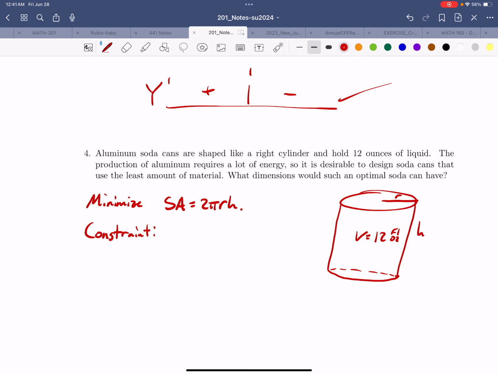The constraint is actually the volume. Now remember what the volume of a cylinder is? It's pi r squared h equals 12, which implies that h equals 12 over pi r squared.